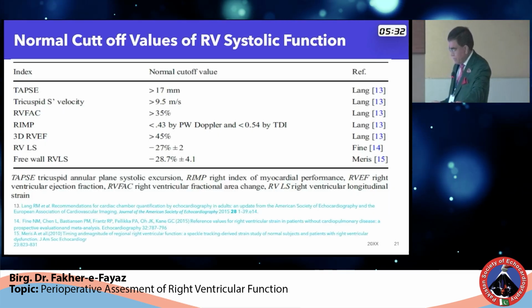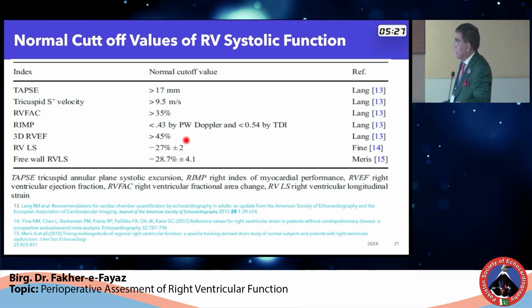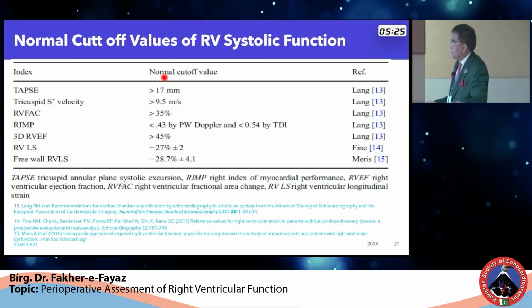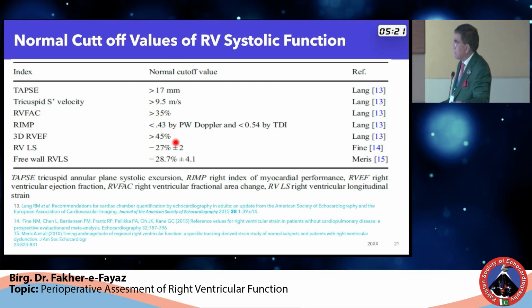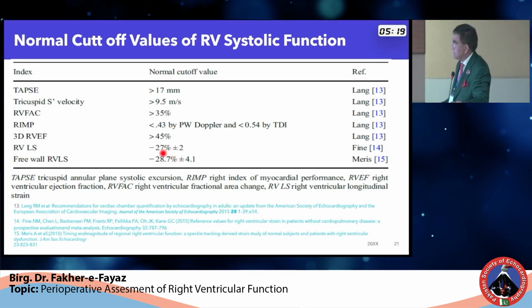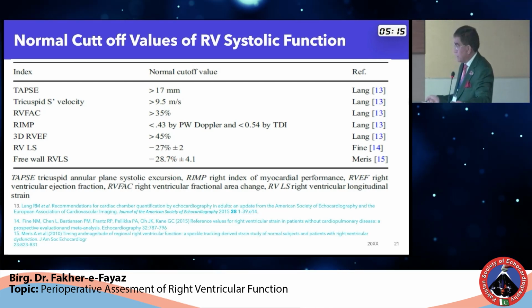So here the normal values, as Sir Imran was discussing earlier today. So we have already discussed these. The RV longitudinal strain normal value is here, but more sensitive is RV free wall longitudinal strain. The number is 28.7 plus minus 4.1.